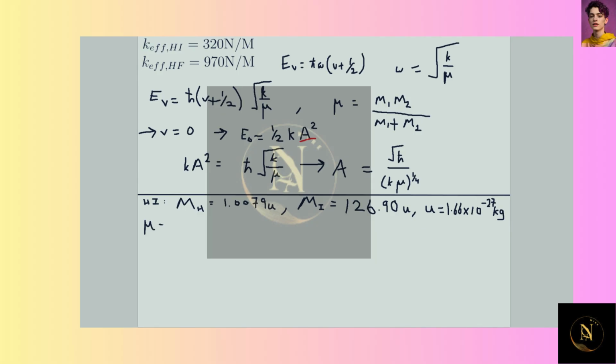So mu is equal to, multiplying these two together, 1.0079 multiplied by 126.9 U squared, over 1.0079 U plus 126.9 U. That will come out as 0.99996 U.